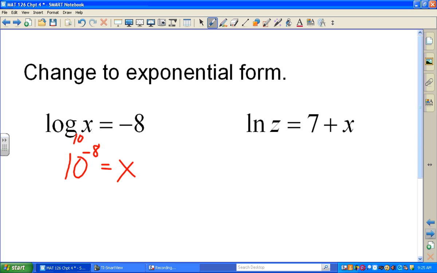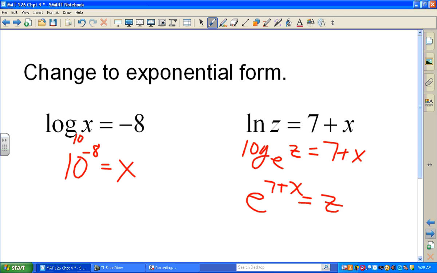All right, let's do ln. What's the base if it has ln in it? Close. Look, you have a calculator? Above the ln is the number e. So that means log base e. So now I can do it just like the first one. e to the 7 plus x equals z. Fantastic. Again, using that little rule we had, b equals a to the x means log base a of b equals x. Okay? Actually, it's biconditional. It goes both ways.